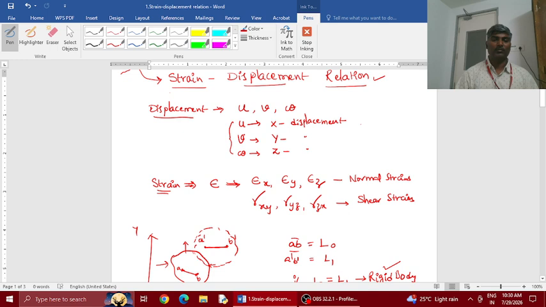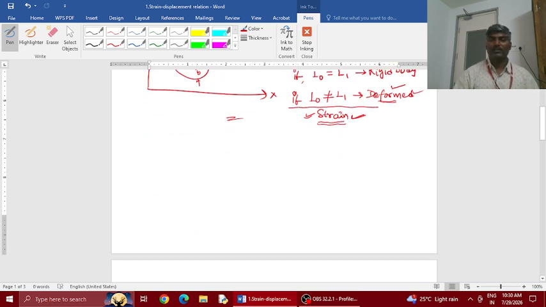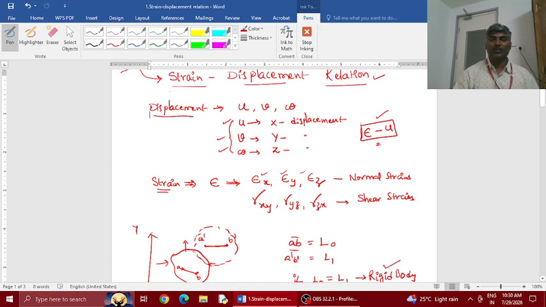And coming back to these components, now we need to establish the relation between these displacement components and the strain components. So it is strain displacement relation. This is what we need to derive. So this we'll do in the next session, right? Thank you.